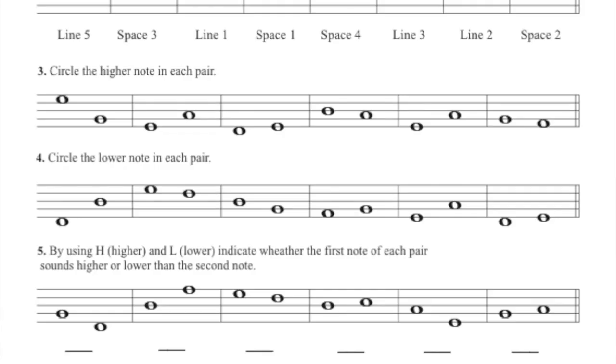For the first example, we look at those first 2 notes on the staff. One sits on the second line, the first one sits below that first line, so we know that the first note is higher than the second note.